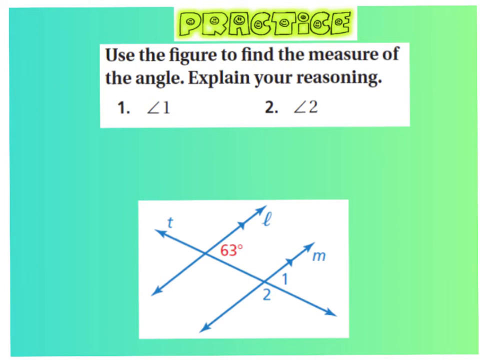So find the measure of angles 1 and 2. Pause the video, find it, and then come back and see if you're right. Angle 1 is corresponding, so that is 63 degrees. Angle 2 is supplementary, so 180 minus 63 is 117 degrees.